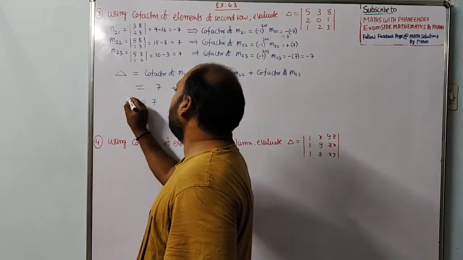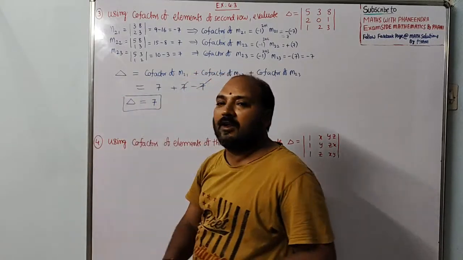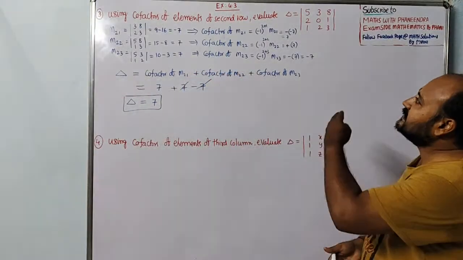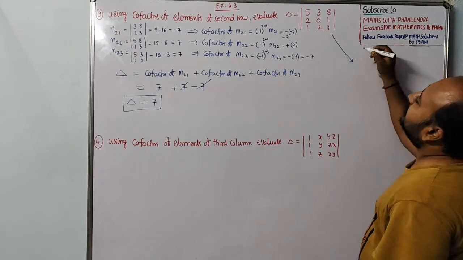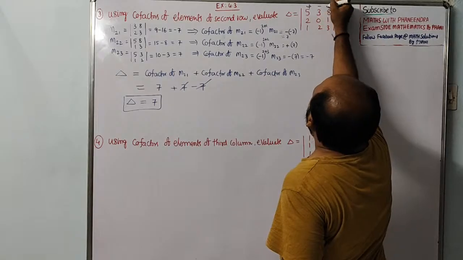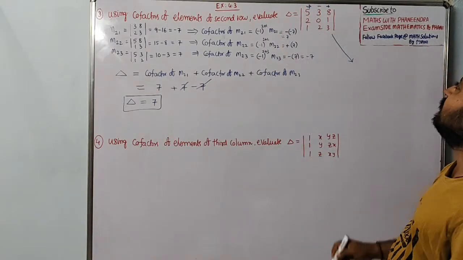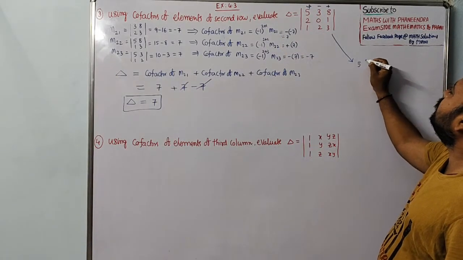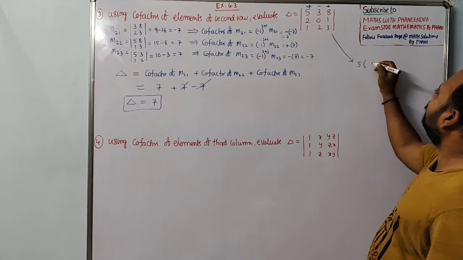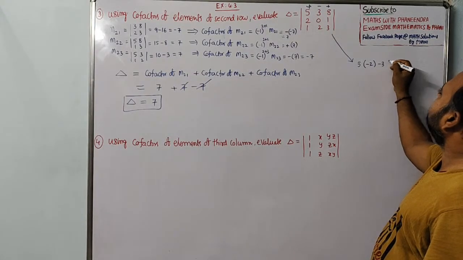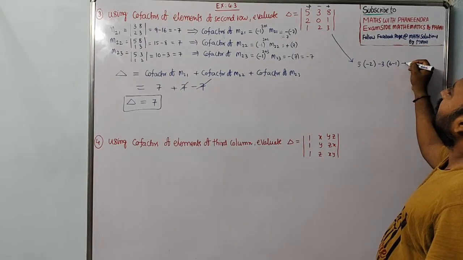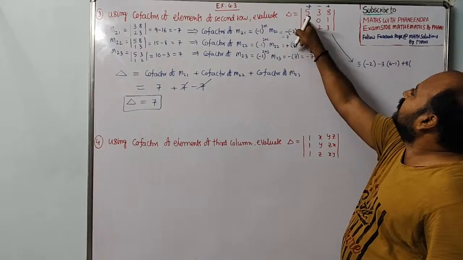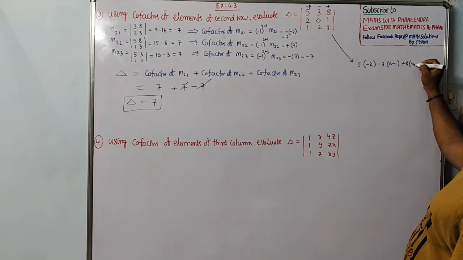So therefore, the determinant, even if you follow the regular method, you will get the same answer. We will verify whether it is correct or not. In the regular method, we will follow like this: plus minus plus. So 5 into (0 minus 2), minus 3 into (6 minus 1), plus 8 into (4 minus 0).